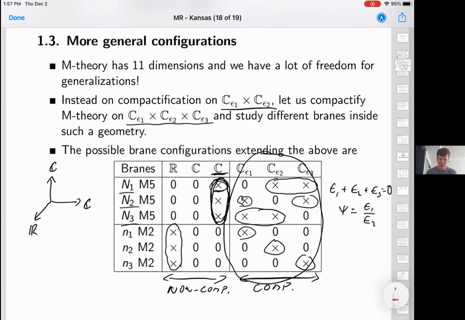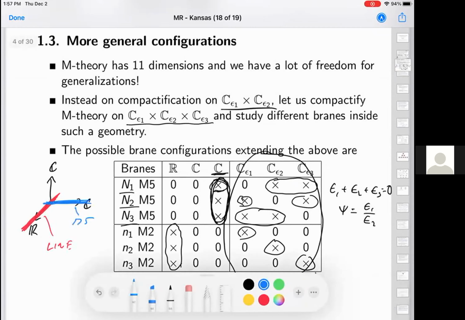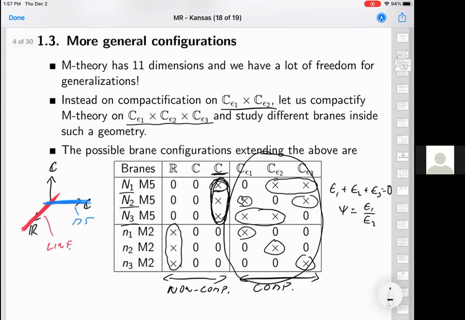And in this five-dimensional effective reduction of M theory, the M2 branes are going to lead to a line operator along the R direction, and M5 branes are going to lead to a surface operator along one of the C's.